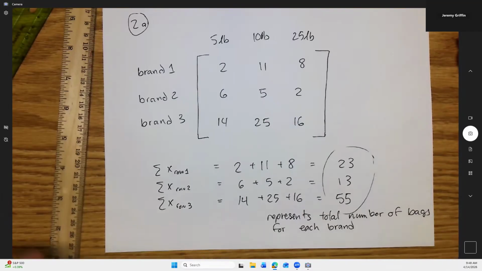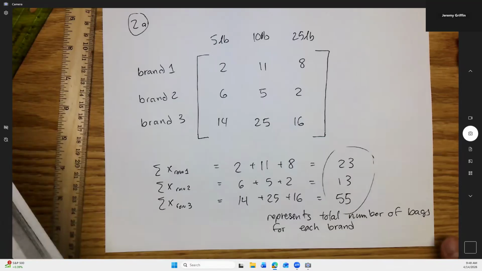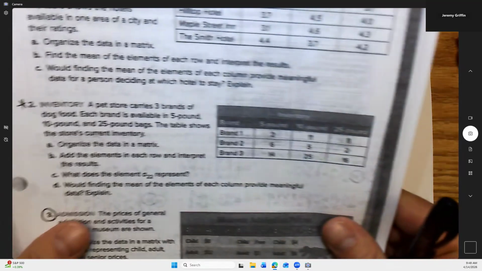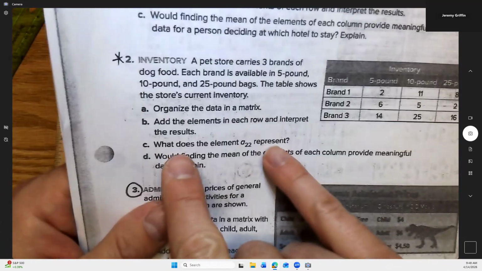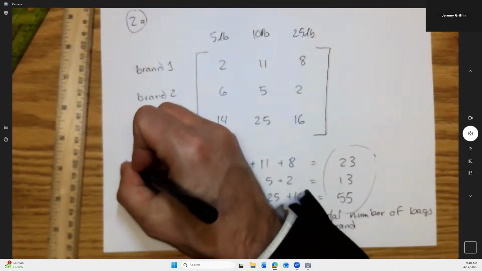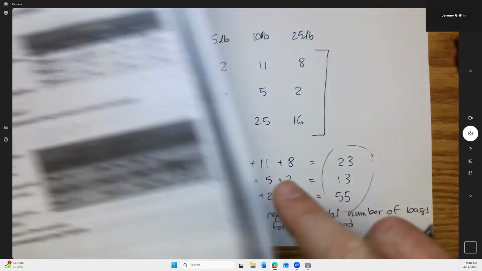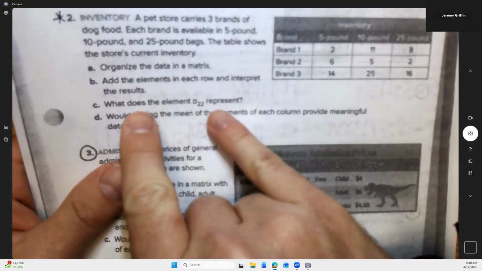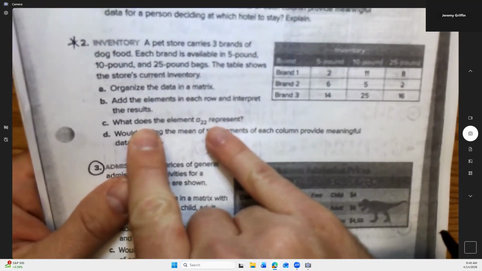Okay. Regardless of what size, are they small bags or big bags? Okay. We just spoke about that, right? All right. Okay, that was part B. So we got part A, part B. Part C. What does the element A22 mean?